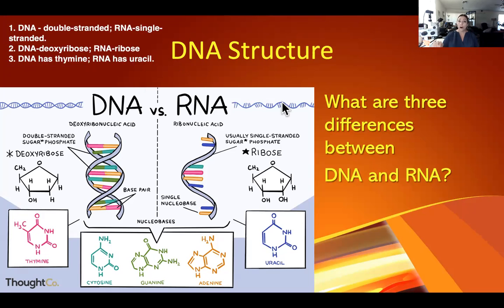So just to summarize, there are three differences between DNA and RNA. DNA is double-stranded, RNA is single-stranded. DNA has deoxyribose as its sugar, RNA has ribose. And then finally, DNA has thymine as a base, RNA has uracil. Now, remember that DNA and RNA still have adenine, guanine, cytosine. Those three bases are similar between the two. But DNA has thymine as its fourth base, RNA has uracil.